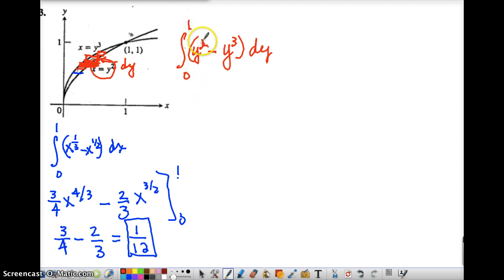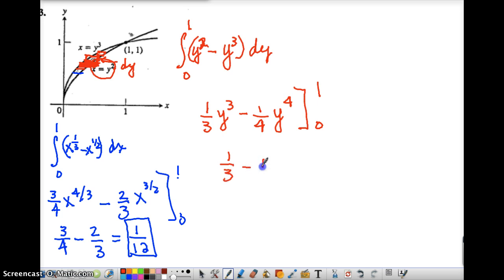Now let's do this. This is y squared minus y cubed, so the antiderivative of y squared is 1/3 y cubed. The antiderivative of y cubed is 1/4 y to the 4th. We're looking at that between 0 and 1, and if we plug a 1 in, we get 1/3 minus 1/4. If we plug in a 0, we just get 0, so once again, that's going to give us 1/12. Same answer. Okay, and I'm going to stop right now and let you catch up.